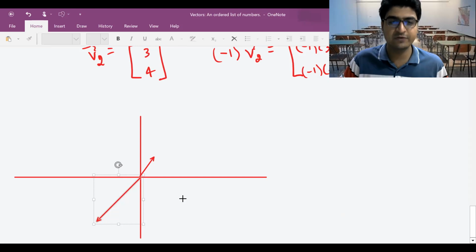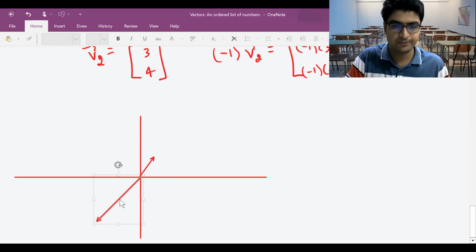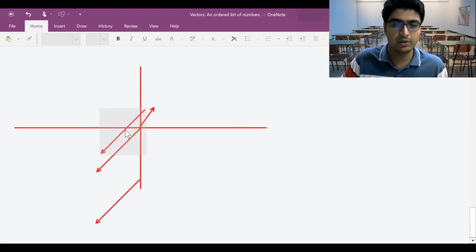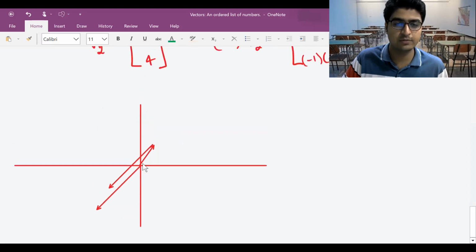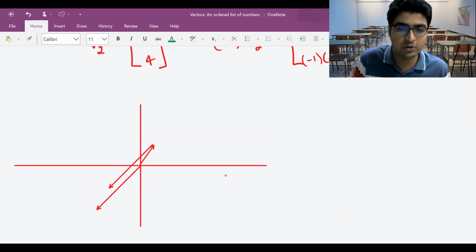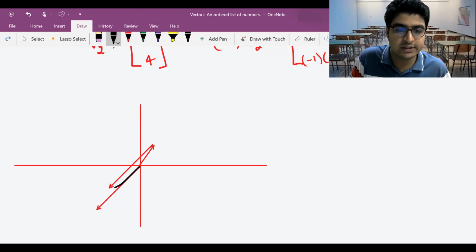So now what will be the resulting vector? I can pick any one of them and put it over the head of the other one. So if I take this one, this is how the result would be. I can now draw another vector from the origin till this point. So it will actually look like this. This is the resulting vector.